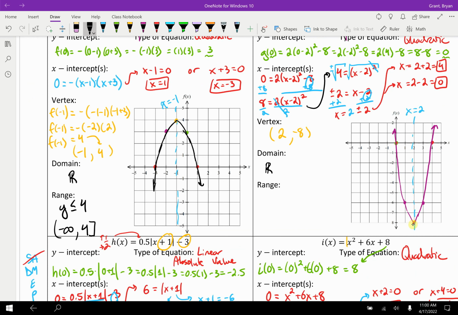All right, our second one looks like the lowest it gets is negative 8 and goes up from there. So y is greater than or equal to negative 8. Or interval notation, the lowest it gets is negative 8. It can be equal to it, and it goes up forever, so it goes up infinitely far. It can't be equal to infinity, though.